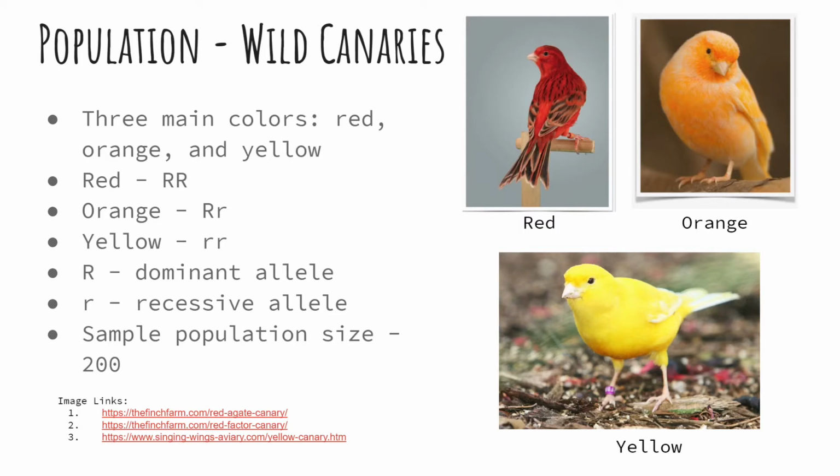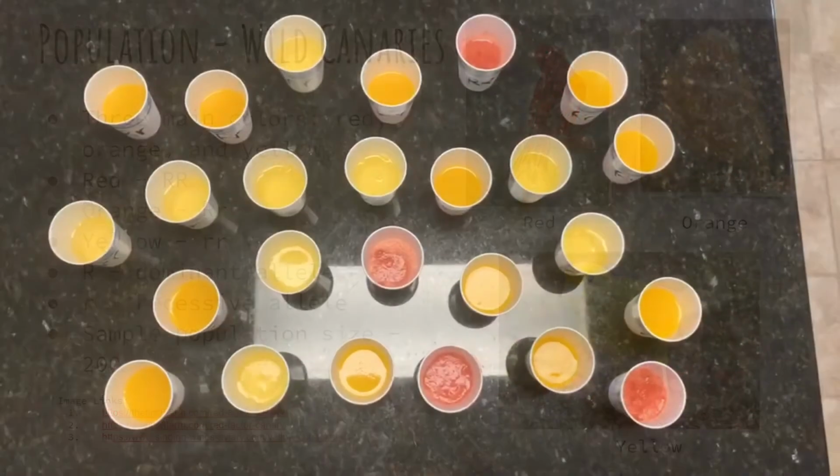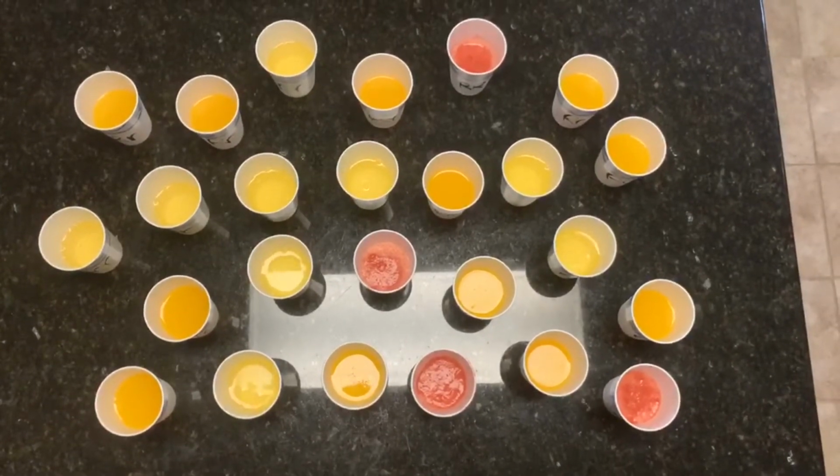So there are going to be three genotypes: big R big R, which represents red canaries; big R little r, which represents orange canaries; and little r little r, which represents yellow canaries. Big R is our dominant allele, and little r is our recessive allele. So we have three phenotypes here, red, orange, and yellow, and our population size for this scenario is going to be 200.